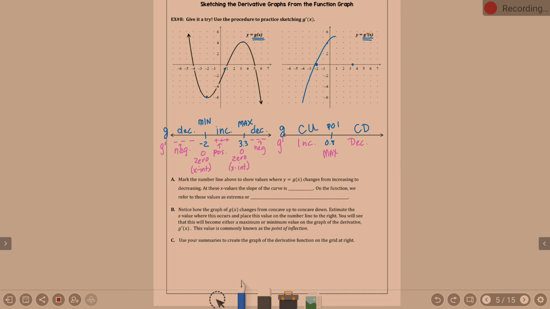It's below the x-axis. After -2, my graph is positive and above the x-axis. At 0.8, my graph changes from increasing to decreasing. And then at 3.3 or whatever, my graph changes from being above the x-axis to below the x-axis. So our cubic, again, became a parabola.